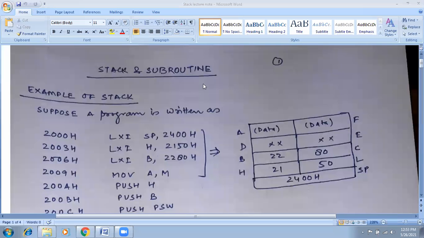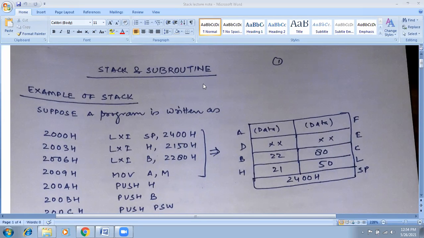But before we are going to store the data into the stack, it is necessary that the data which will be stored in the stack will be in some memory location. So that memory location must be stored in a register pair that is called stack pointer. The purpose of using the stack pointer is to show the address of the stack top location.